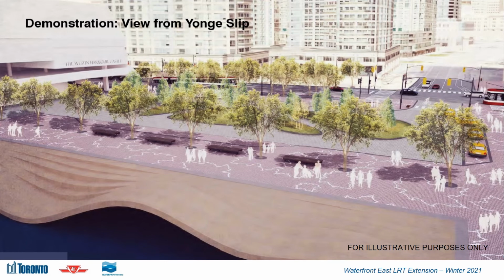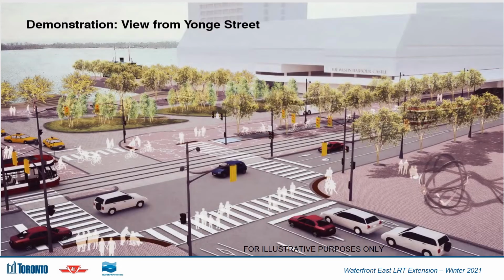The next few slides demonstrate how the Yonge slip fill would integrate with surrounding areas. The first image shows a view looking north from the slip. This next image shows the slip while looking south from Yonge Street.